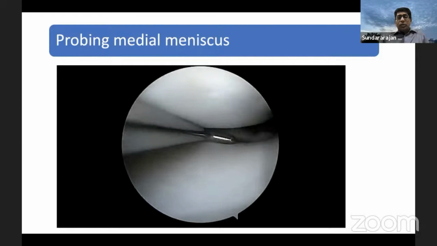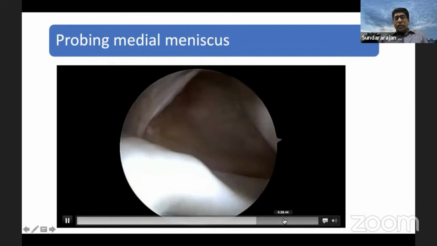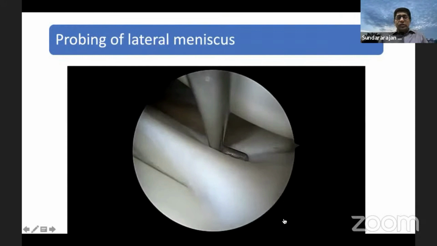You make sure that your body is okay, your root is okay, and then go on to the figure of four position, examine the lateral side, again probe it and make sure that your lateral meniscus is okay. Once you have examined, then you do the graft harvesting. So that is very, very important.